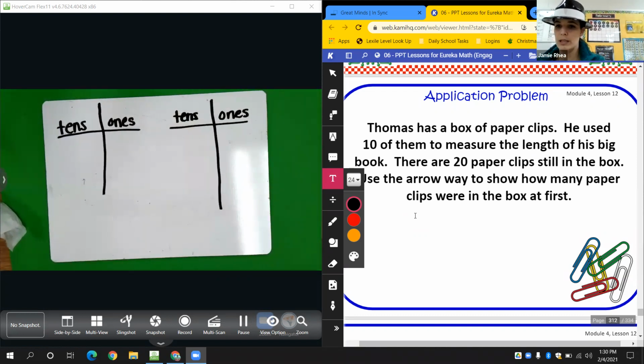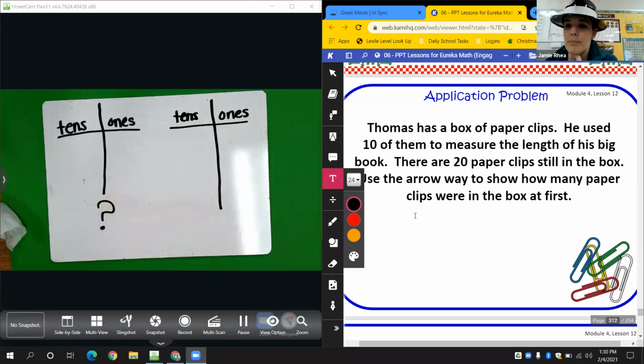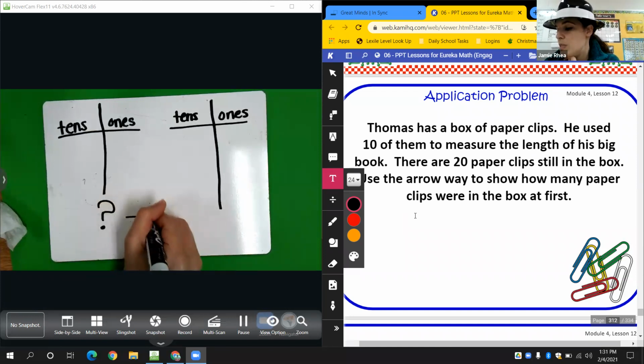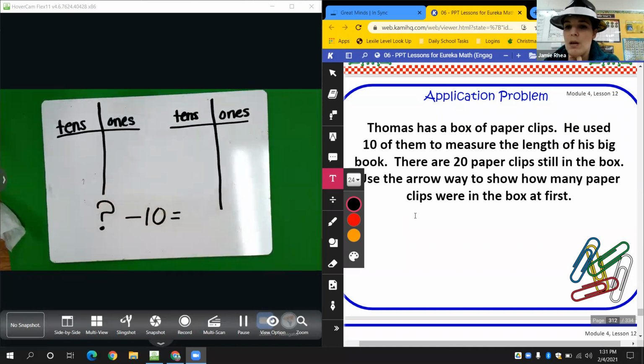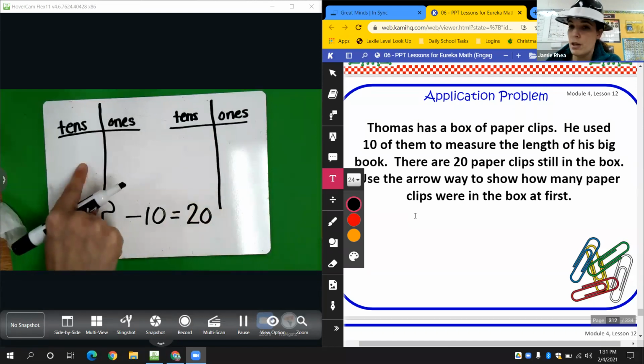Now let's read through and look for clues again, okay? Thomas has a box of paper clips. Do we know how many are in that box of paper clips? No, so I'm going to put a question mark right here, okay? He used 10 of them. Okay, so if we use something, we take 10 away. There are 20 paper clips still in the box. Use the arrow way to show how many paper clips were in the box at first. So 20 are left. So let's put 20 here.